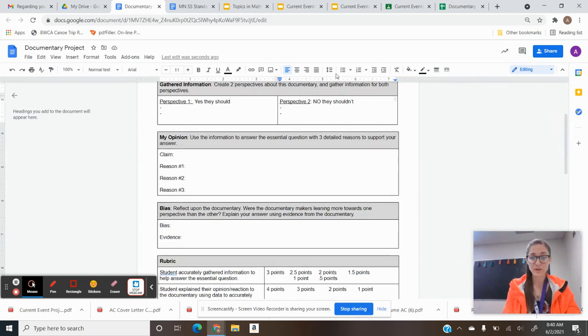So if you don't have a whole lot of bullet points for perspective two, just make sure that that's reflected in this bias box down here. Don't worry about the my opinion or bias right now. We're going to work on that and go through that tomorrow. So today, just gathering information, and just know that you don't need to freak out if you have like 2 bullet points on this side, but like 20 on this side.